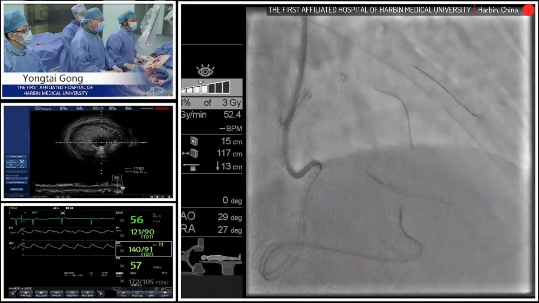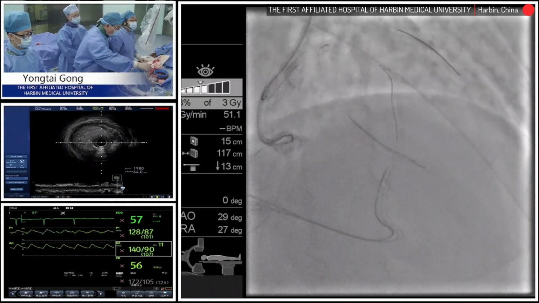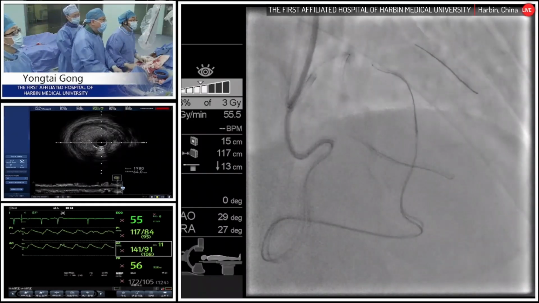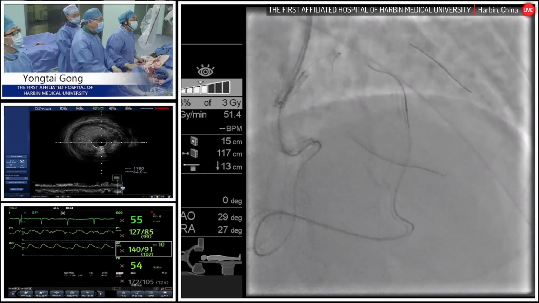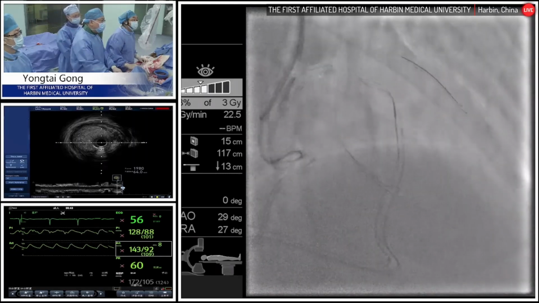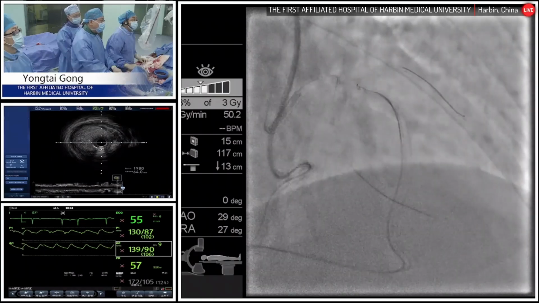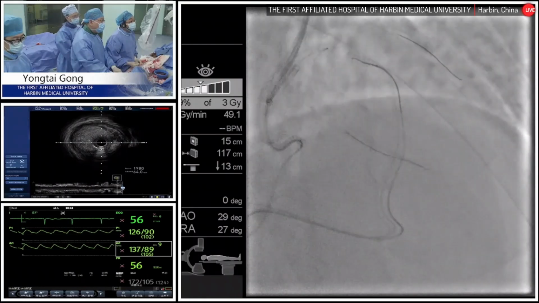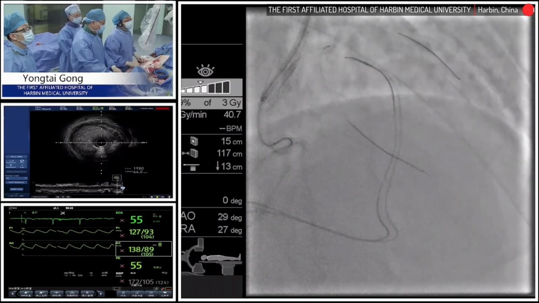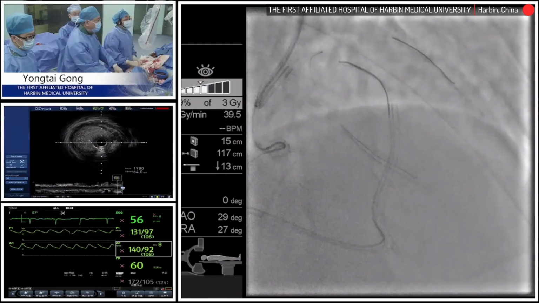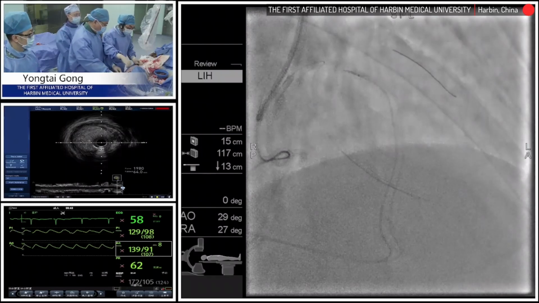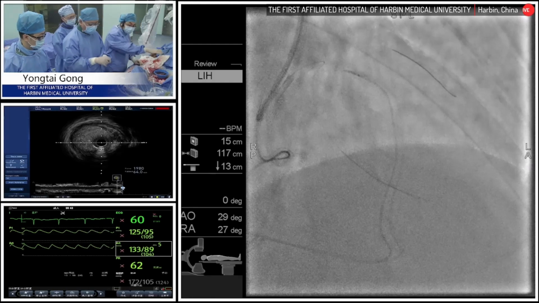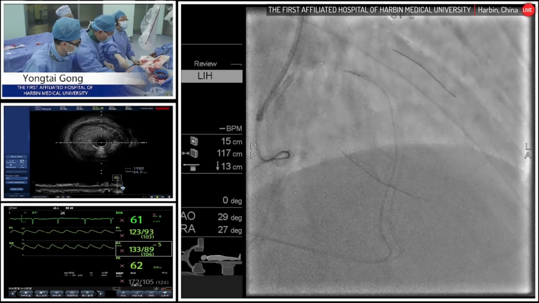Next, we'll check if the retrograde microcatheter can cross the collaterals to reach the distal target vessel. If this is successful, we will have made good progress. We are trying a retrograde approach. Okay, we can see Professor Gong has managed to pass the microcatheter through the retrograde approach. I think this collateral flow from the proximal part is a relatively better choice compared to the distal one.